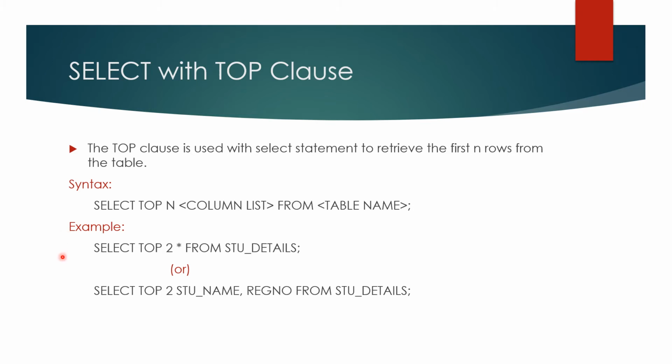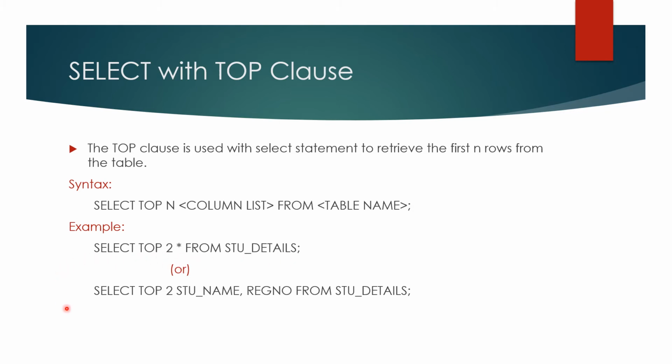And let's see the example. Select top 2 asterisk from student details. So this query states that from the student details table we are going to display all the columns, because the asterisk symbol displays all the columns, but only the top 2 rows of the table will be displayed. That is the result of this query.